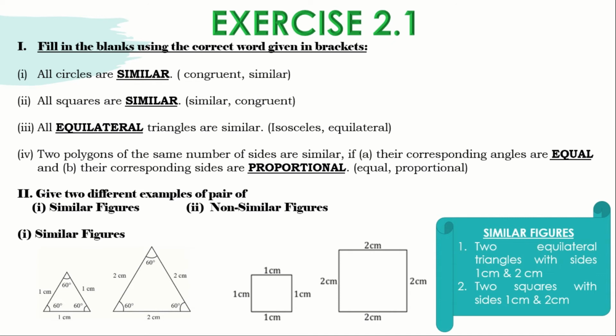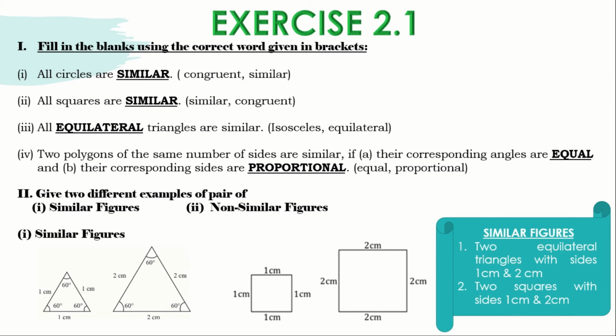Next, all squares are also similar because all squares have the same shape. They may differ in their lengths, but they are similar. Third one is all equilateral triangles are similar. All equilateral triangles have the same shape. Even if they differ in their size, they are similar.